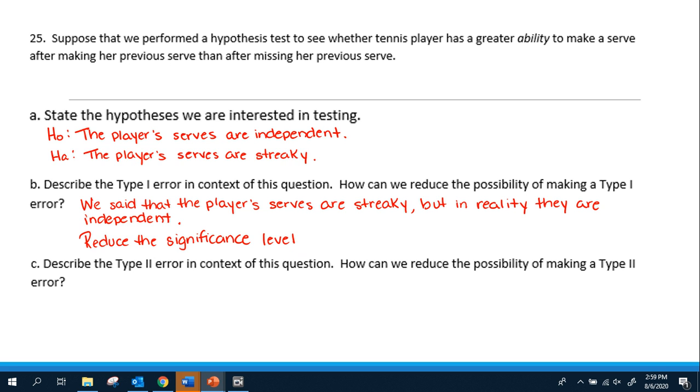Describe the type 2 error in context of this question. So remember, type 2 is when we fail to reject the null when the alternative is actually true. So we said the player's serves were independent. When in reality, they were streaky.